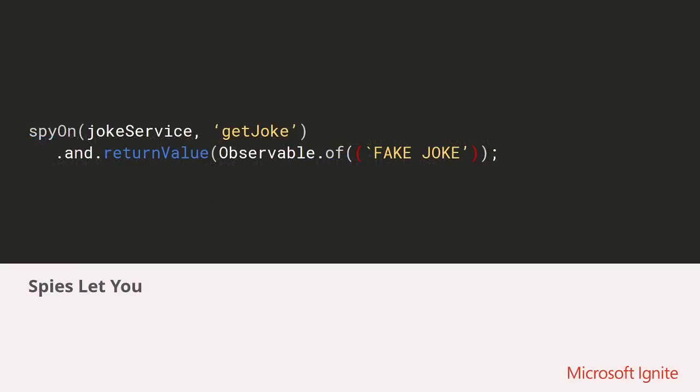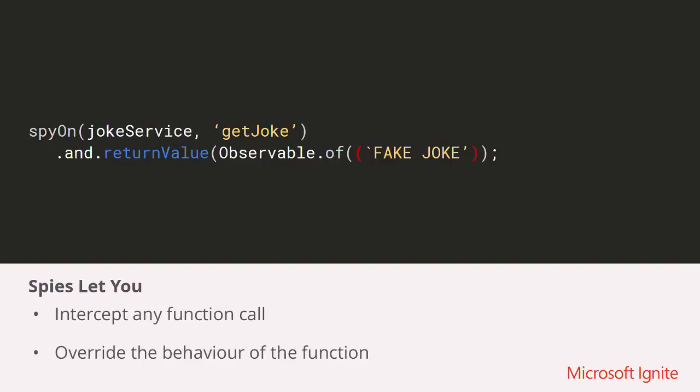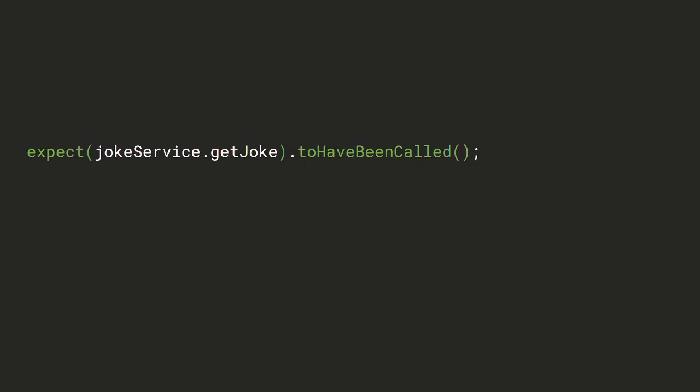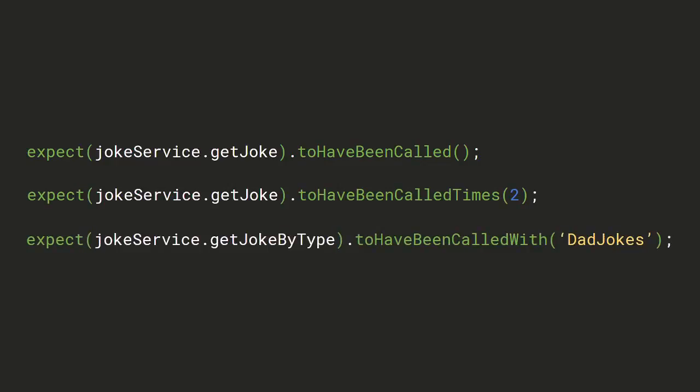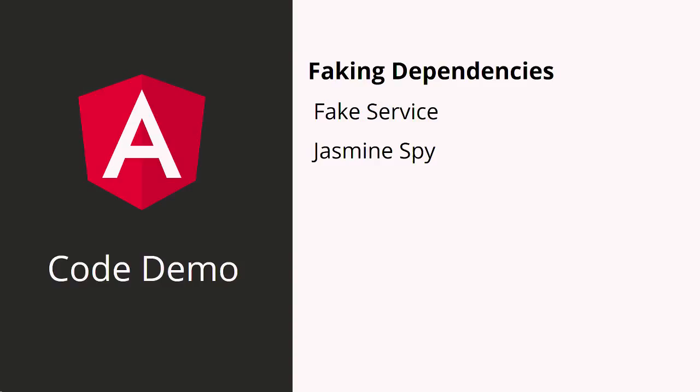Now, there's a benefit to using spies. Spies let you intercept any function call, and they let you override the behavior of the function. But on top of that, they also let you check to see whether that method was actually called. They let you check how many times a method has been called, and they also let you check what parameters were passed to that method. Let's go and have a look at what that looks like.